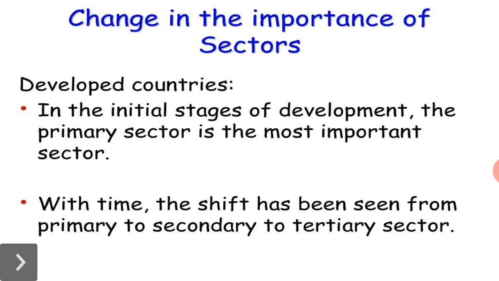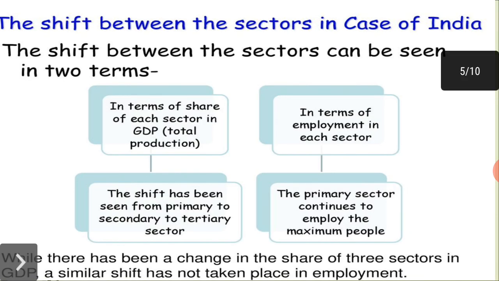As time passes, as development took place, there was a shift of employment and GDP from primary to secondary, and then people shifted from secondary to tertiary sector. How does this shift occur in India in terms of the share of each sector in GDP? The shift has been seen from primary to secondary and then secondary to tertiary sector.